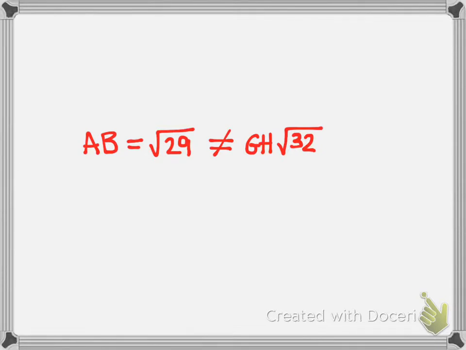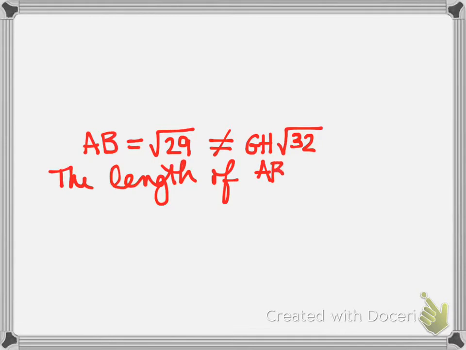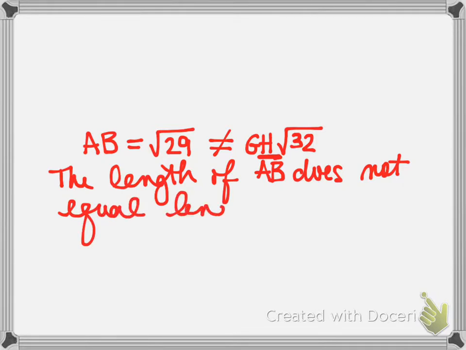In words, you might say the length of segment AB, and if you say segment, you've got to draw a little symbol above there that means segment, does not equal the length of segment GH. So we put that little symbol above there.